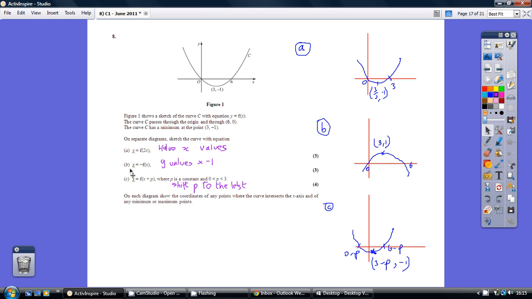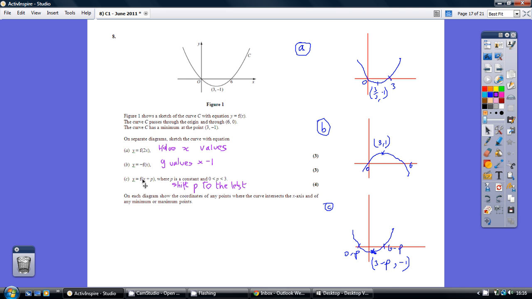Now for part B, we've got the change outside the bracket. This affects the y coordinates, but does exactly as you would expect. So this is just changing the sign of the y coordinates. So that has no bearing on where it crosses the x-axis, because obviously y equals 0, but it does change the minimum from being 3 minus 1 to being a maximum at 3 plus 1. So it's basically a reflection in the x-axis.